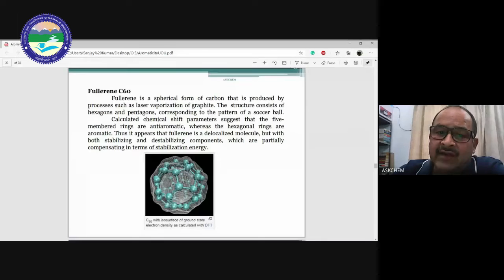So calculated chemical shift parameters suggest that 5-membered rings are anti-aromatic, mind it. 5-membered rings are anti-aromatic, whereas hexagonal rings are aromatic. Thus, it appears that fullerene is a delocalized molecule, but with both stabilizing and destabilizing components, which are partially compensating in terms of stabilization energy.